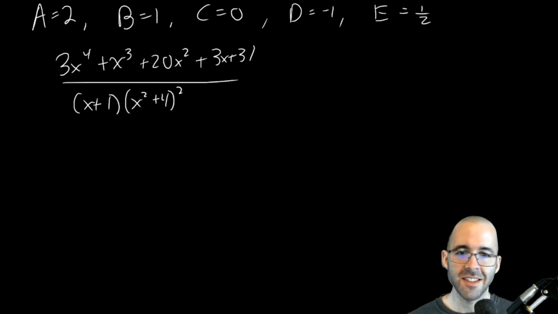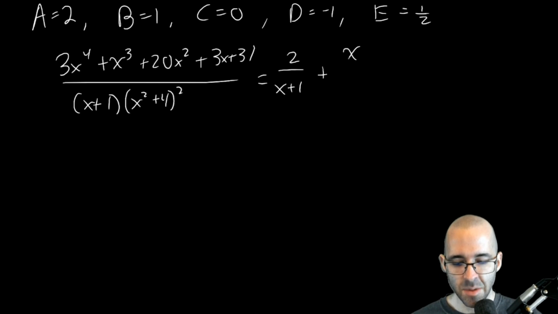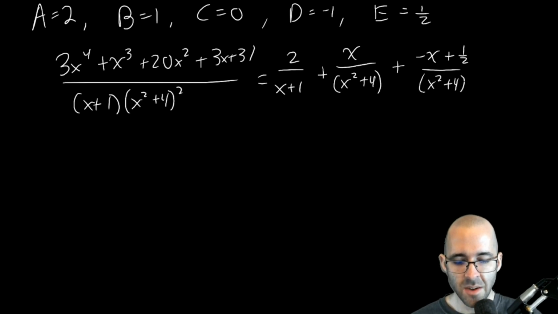Wait, I can check my answer. This one is in the book. Well, whatever. Let's get the suspense. Is that equal to 2 over x plus 1 plus bx plus c is 1x plus 0, over x squared plus 4, plus dx minus x plus a half, times x squared plus 4 squared. Wait, I don't think it is. I think I looked at the answer in the back of the book.